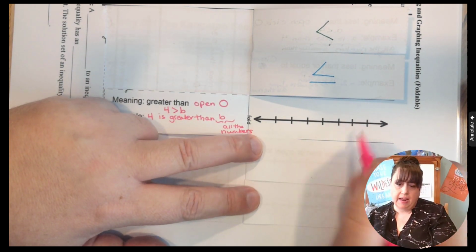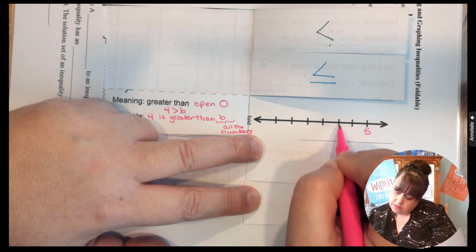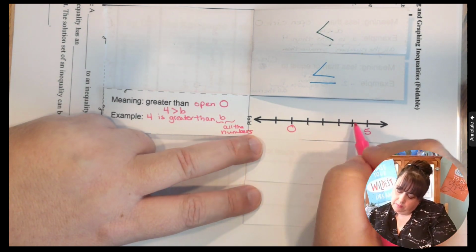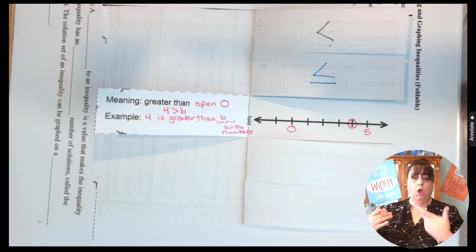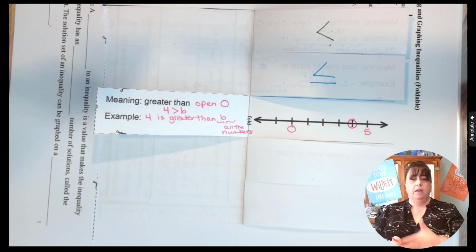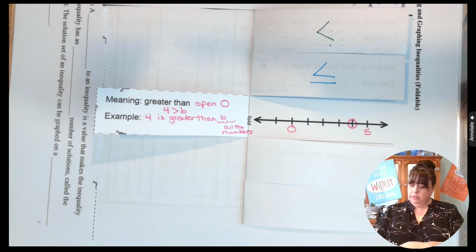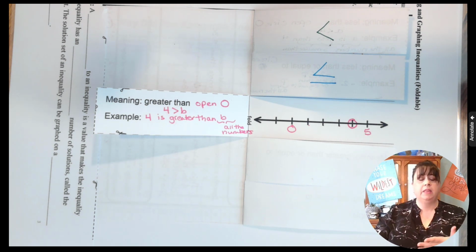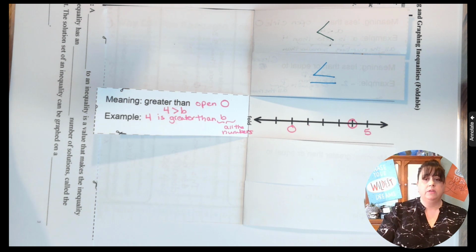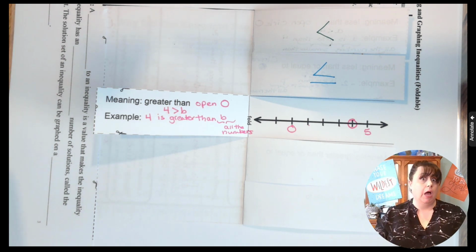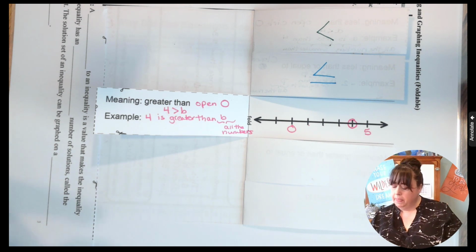So let's start it at 5 again. 1, 2, 3, 4, 5. So this is 0. And we have at 4 an open circle. And now we have to decide which way is our arrow going to go. So we need 4 is greater than all of the numbers. If we're not sure which way the arrow goes, we are going to test a point. And testing a point is something we're going to do a lot. So let's just test a point.